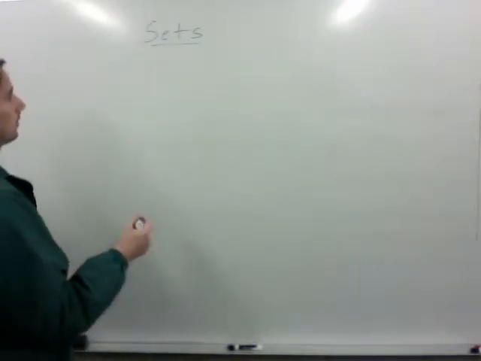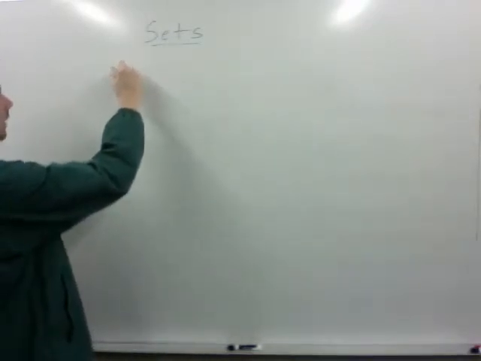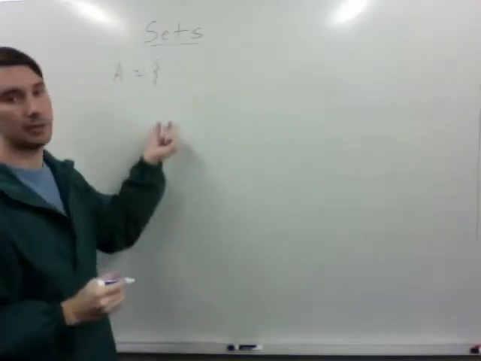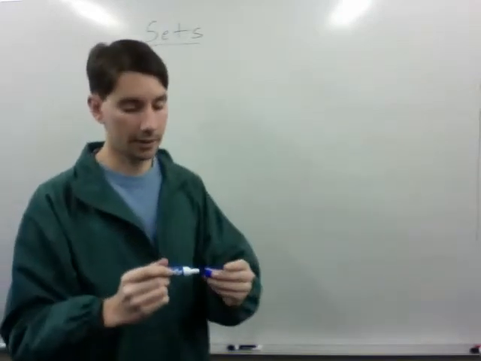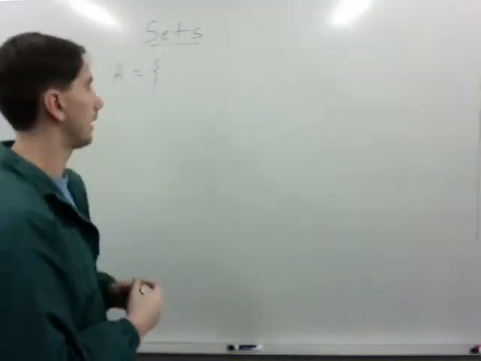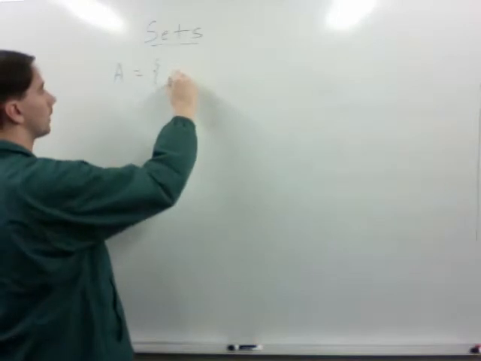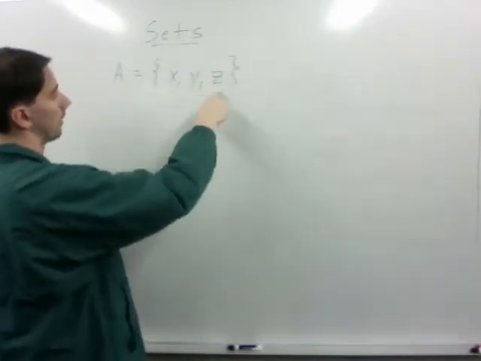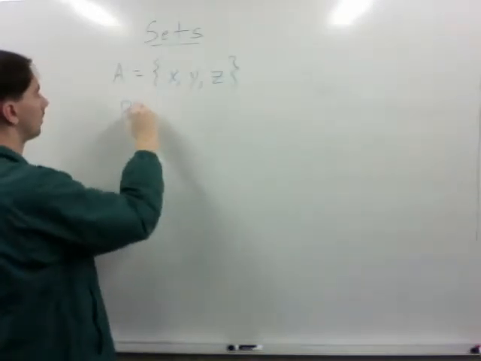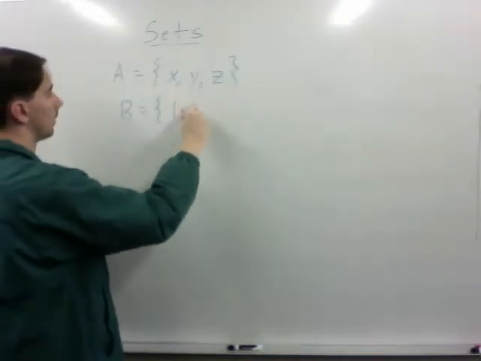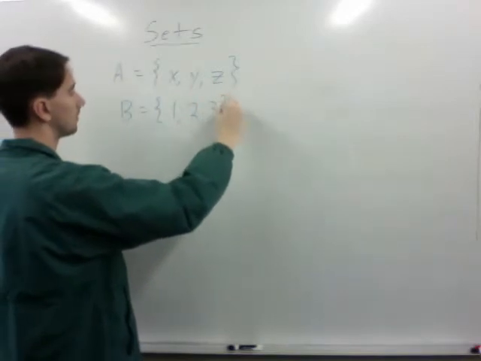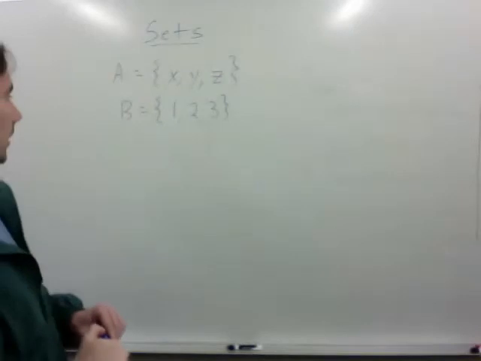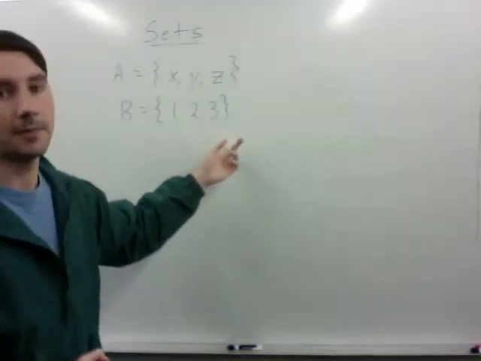There are two different ways to represent sets. If I have a set A, we use curly braces to list the elements that belong to A. We could say that A is the set containing X, Y, Z. So this is everything in A. Or maybe B equals the set 1, 2, 3. We can write a set like this if we can list all the elements within the set.